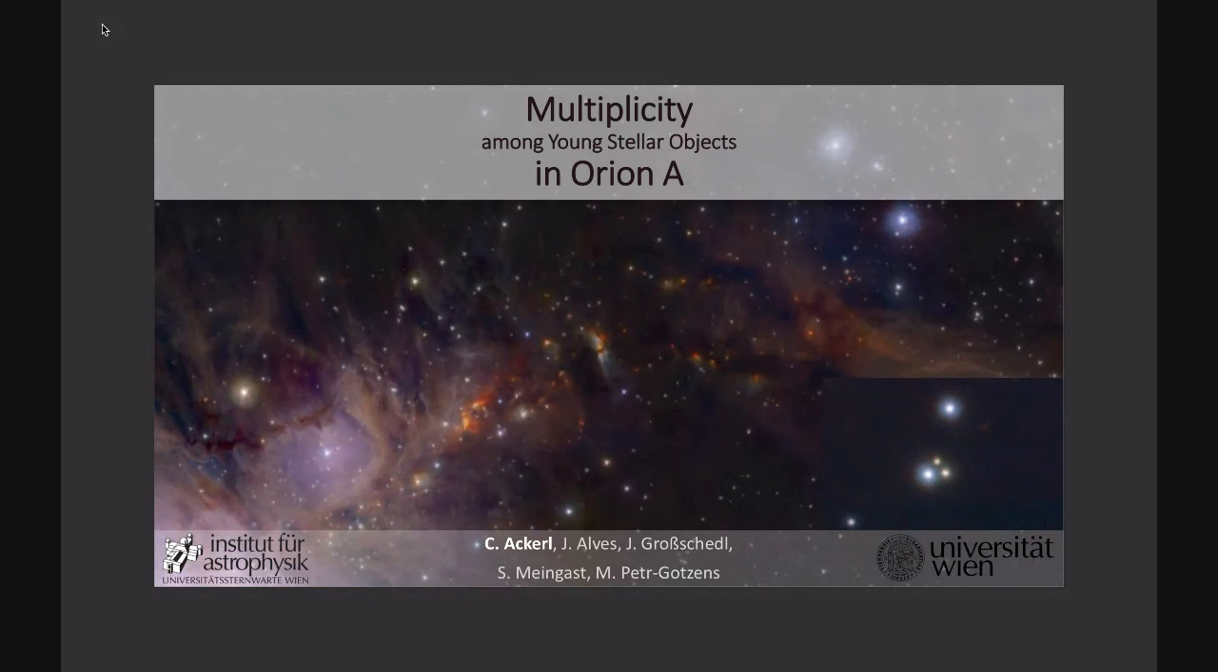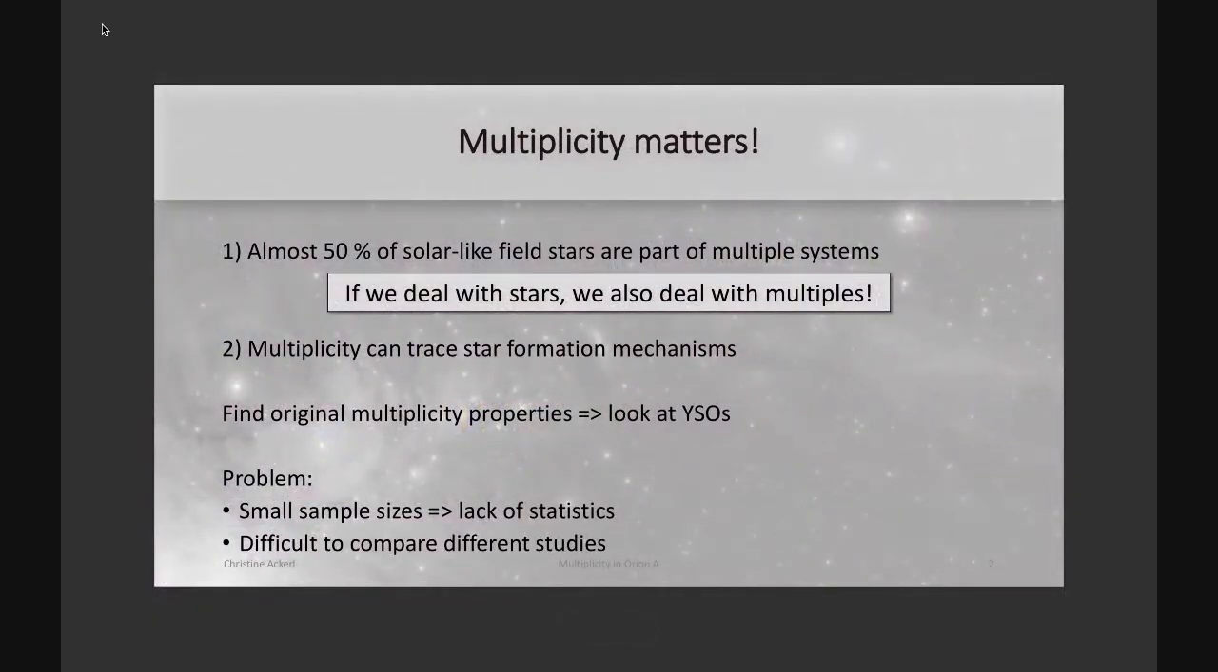But I guess a few of you are not as aware as you should be of how awesome Orion is for multiplicity. And if you now think, okay, I don't really care so much about multiplicity, my answer is you should. Of course, we know that almost 50% of solar-like field stars are part of multiple systems, and even more with the higher mass stars. And we've heard it before today a couple of times, a lot actually, that binaries are important and binaries can change results and have an influence.